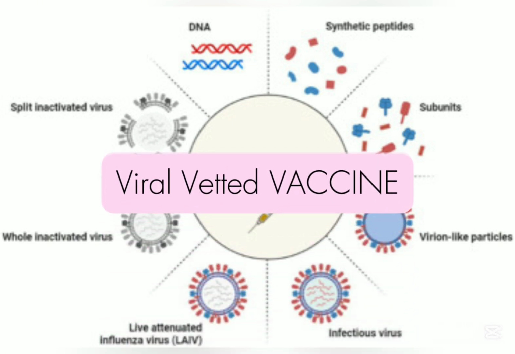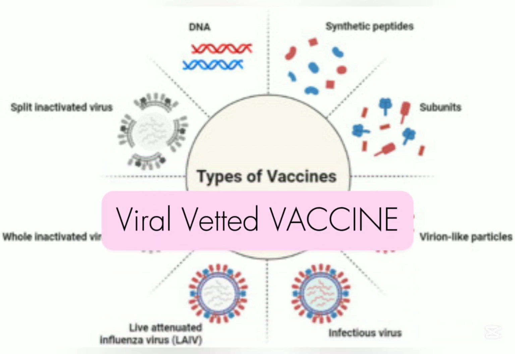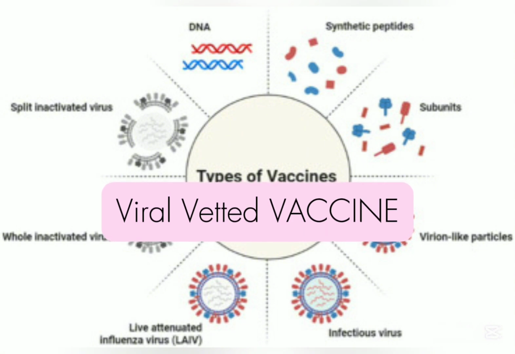Then we have viral vector vaccines. These vaccines use a modified virus to deliver the genetic material of the pathogen into human cells. The modified virus, called the vector, does not cause disease, but prompts cells to produce the antigen of interest. For example, we have the Johnson & Johnson COVID-19 vaccine and the Ebola vaccine.